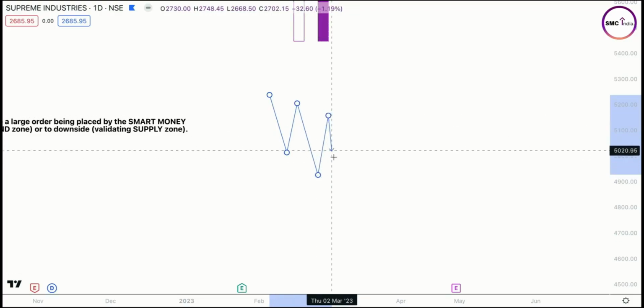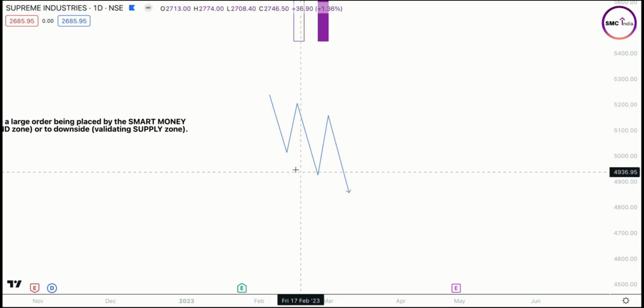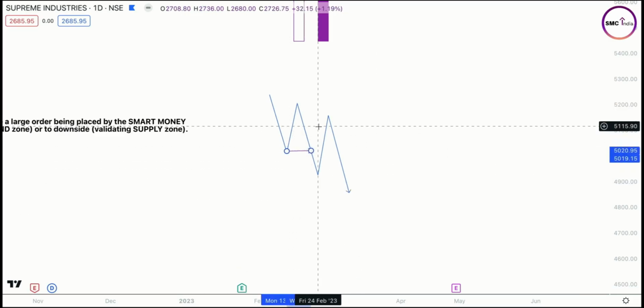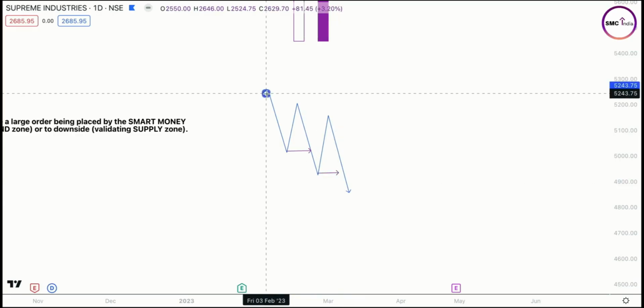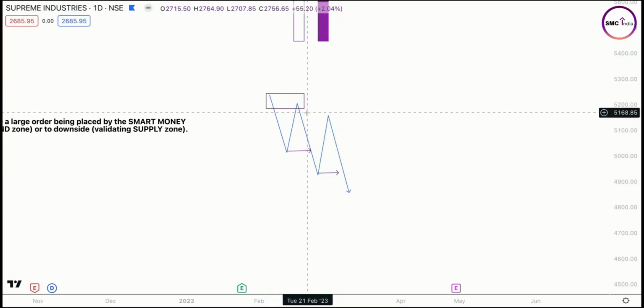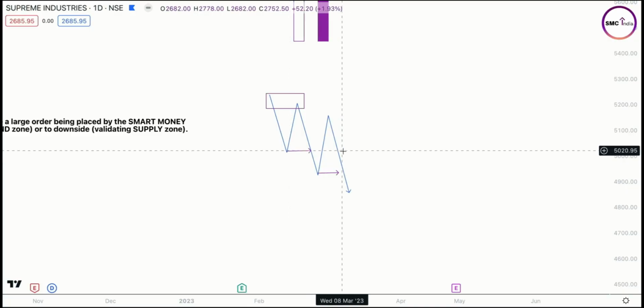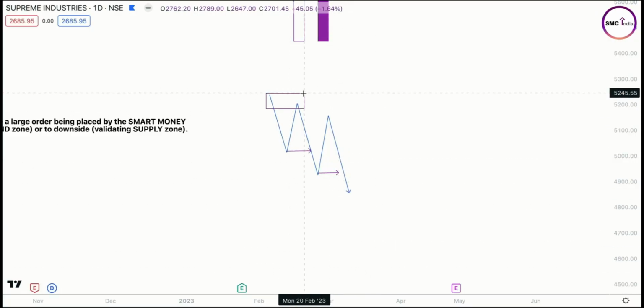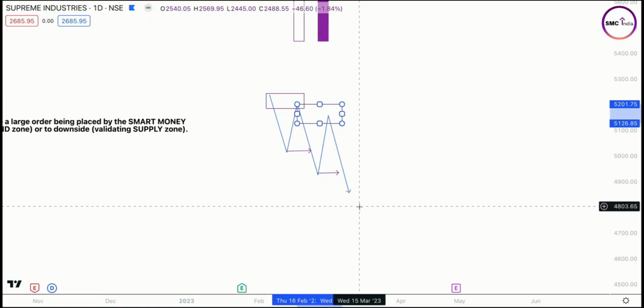The market is moving down, creating breakout structure to the downside. You know that the order is being placed from this supply zone here, and when the price reaches this supply zone, the sell orders get activated and the price shoots down, again causing breakout structure to the downside. Again, the price shoots up to this supply zone here, the sell orders get activated and the price shoots down.